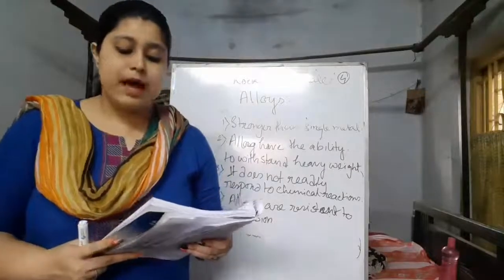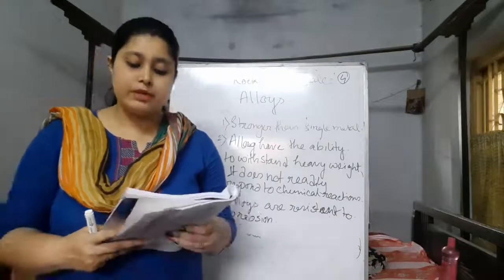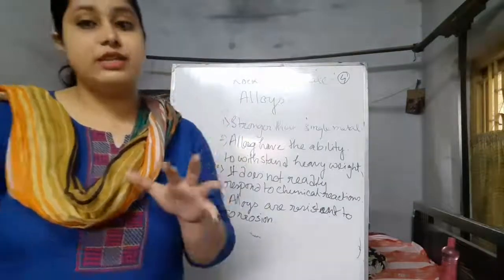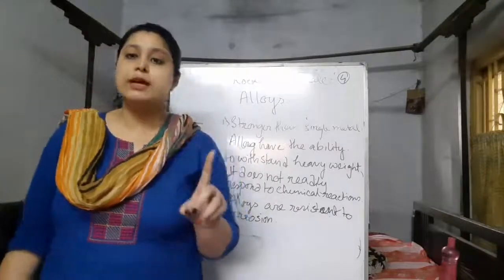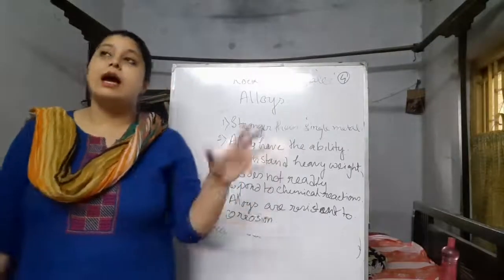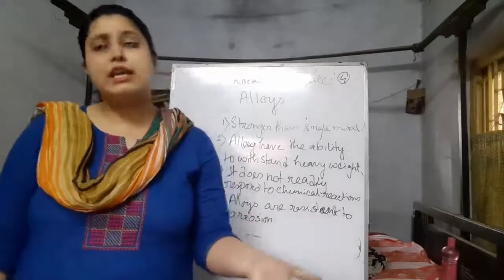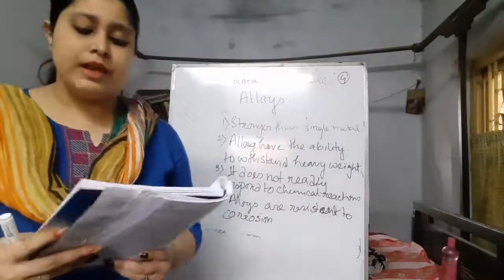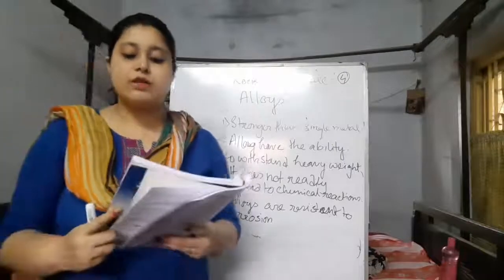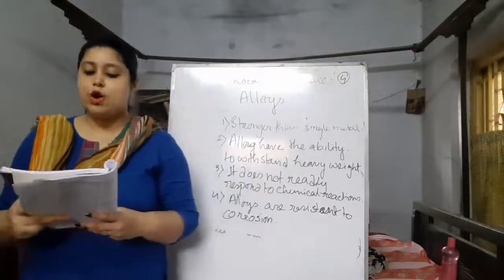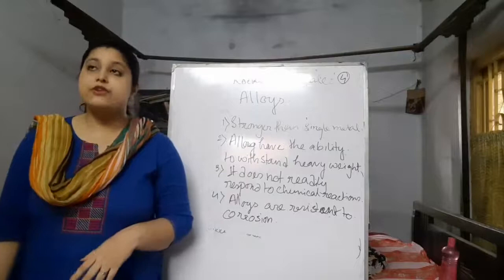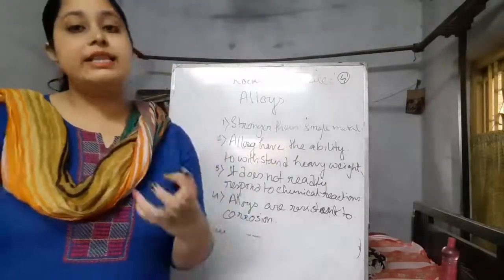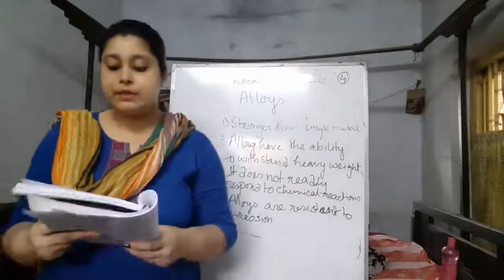An alloy is made by melting two or more elements together. One of them should be a metal, and the others can be metal, non-metal, or any other substances. Okay, when the mixture cools down, a solid substance called an alloy is obtained. So first we mix them in the molten state, and then we produce the alloys.